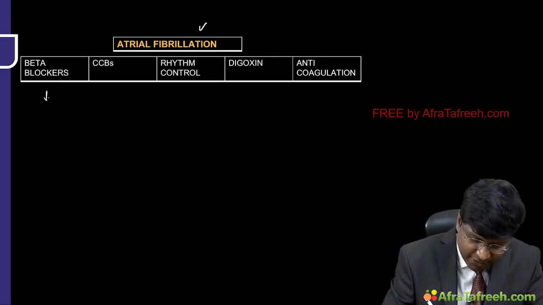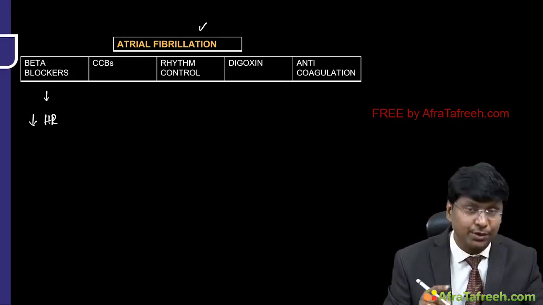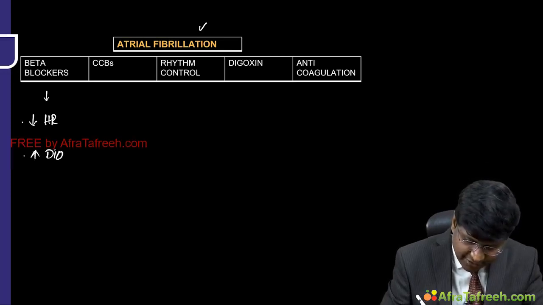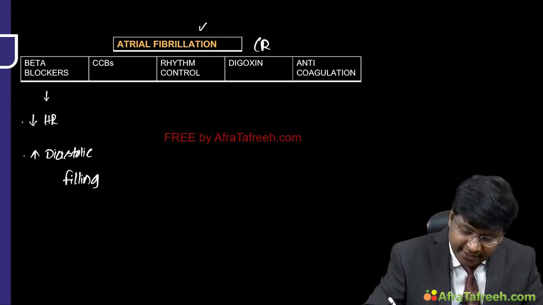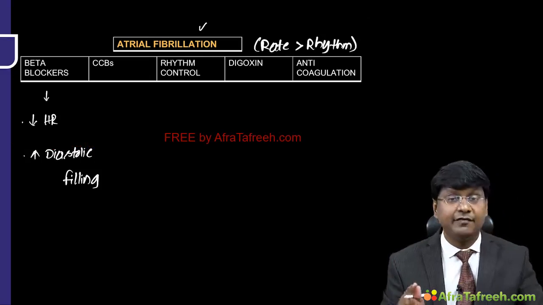So beta blockers have to be given, mainly to reduce the ventricular rate, and they will also improve the diastolic filling. That is the advantage of giving the beta blockers. So whenever the patient is in atrial fibrillation, please remember that rate control is very important compared to rhythm control, right?